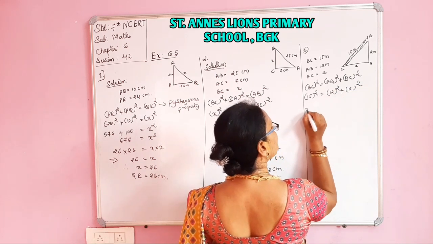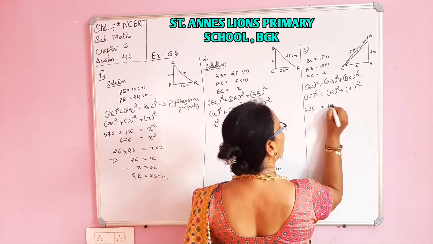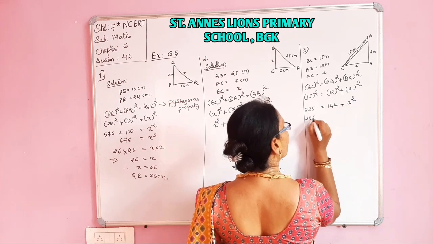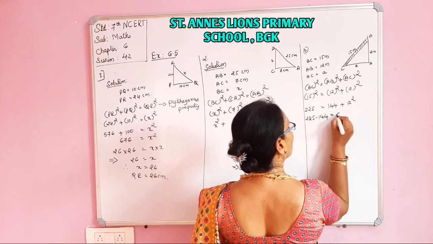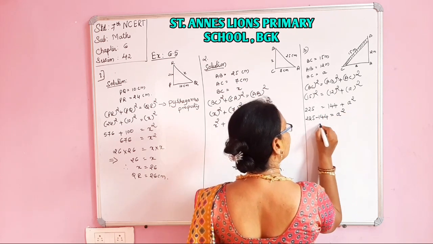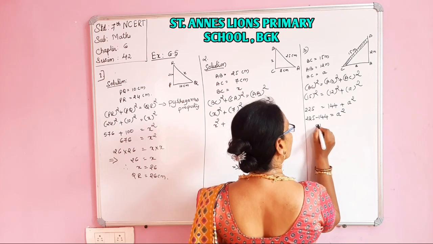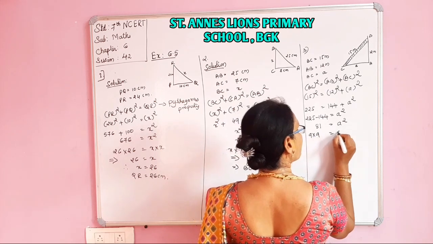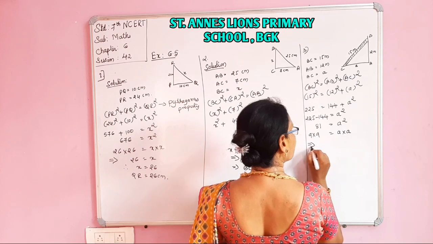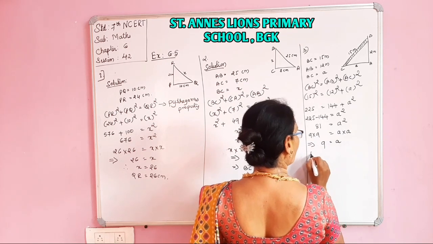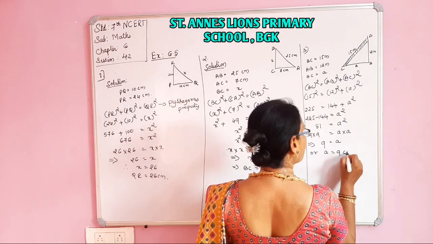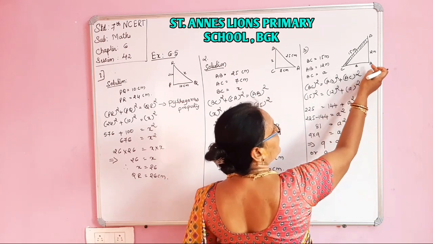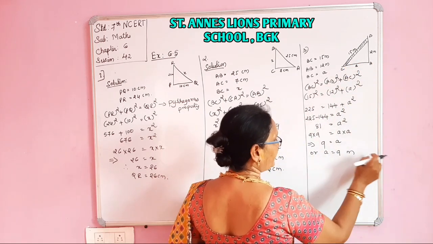So 15 square means 225 is equal to 144 plus A square. So 225 minus 144 is equal to A square. That is 81 is equal to A square. You know 81 can be written as 9 nines. Here it is A into A. So this implies that A is equal to 9 meter. That means the distance from the wall to the ladder is 9 meter.